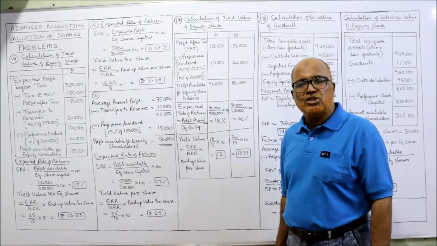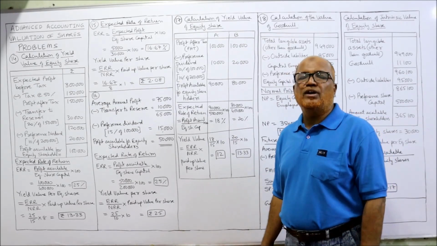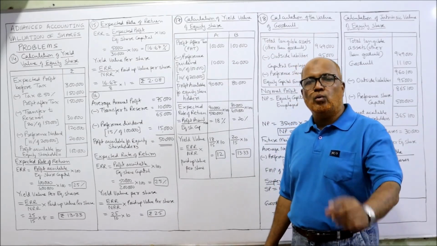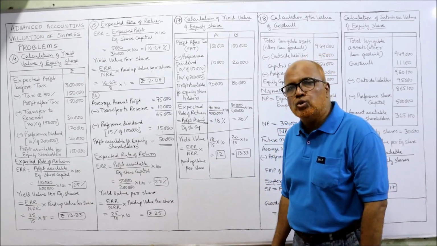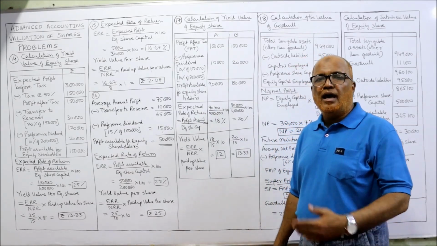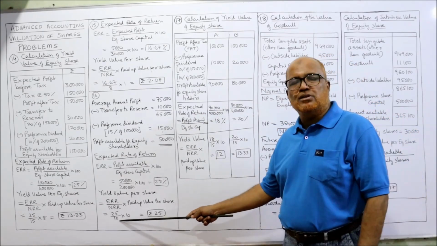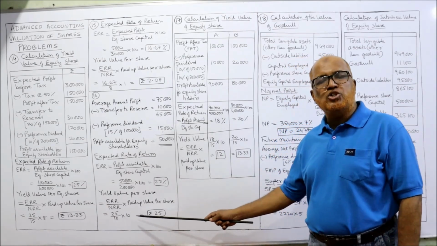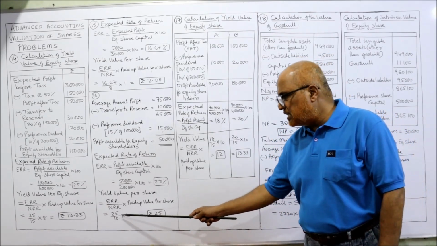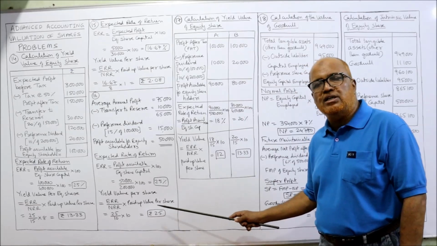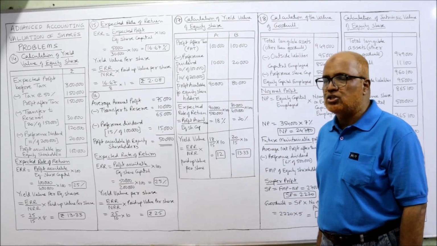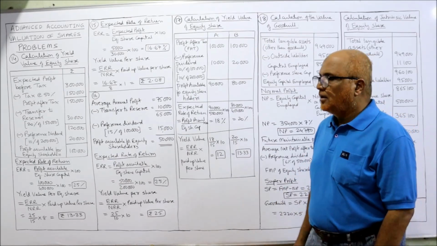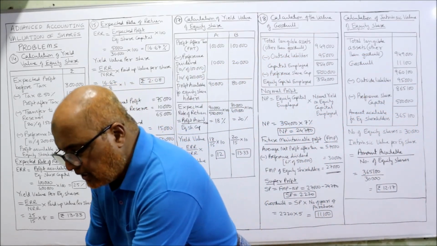Now simply substitute: yield value of each equity share is equal to ERR divided by NRR into paid up value per share. NRR is given in the problem as 10% and the paid up value per share is 10 rupees. So this 10 gets cancelled. So 25 rupees is the yield value of each equity share. That's it. Next, the 17th problem.